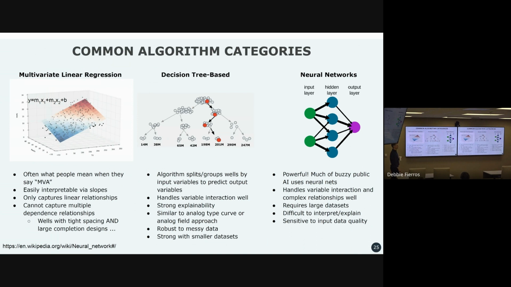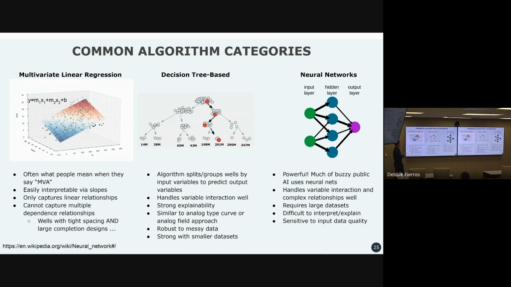Okay, let's go into some algorithms. So Mike already gave us a little bit of a briefing here, but we'll go all the way back to the classic multivariate linear regression. A lot of times when you hear folks say, "Oh yeah, we do multivariate analysis or we do MVA," this is what they're talking about. And you're trying to predict your y using mx plus b, however many m's and x's you have going into your model. And the nice thing about this is it's super easy to interpret.